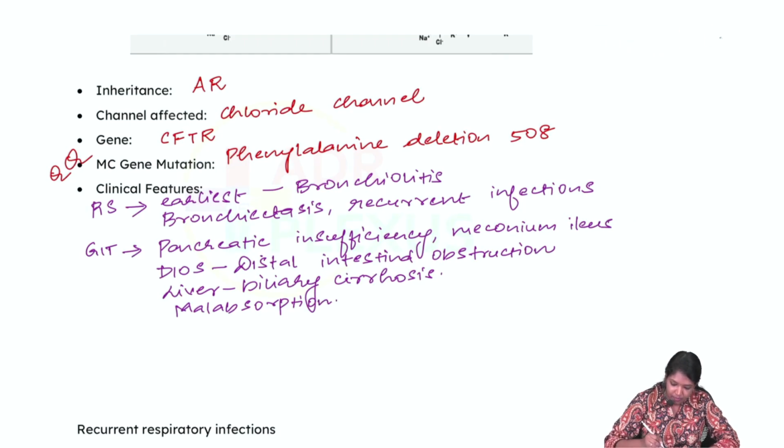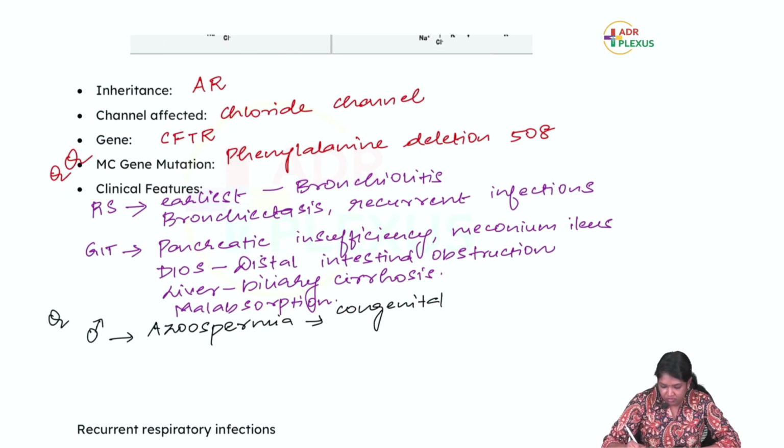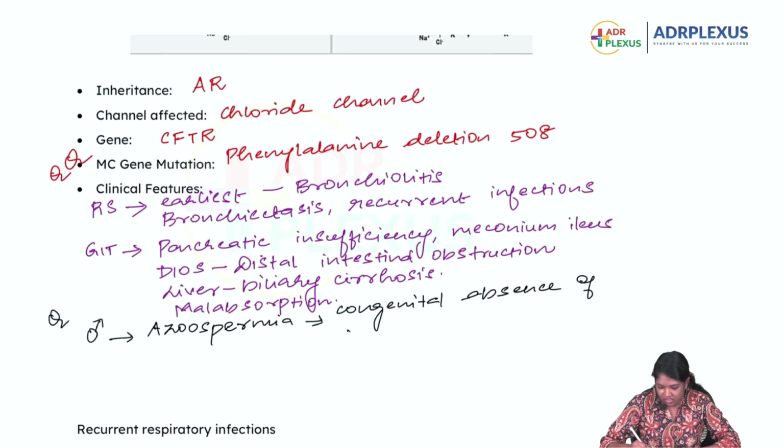Okay, that is GIT. Now, what about in males? Males, it can cause azoospermia. Another MCQ asked in INI-CET: azoospermia because of congenital absence of vas deferens.